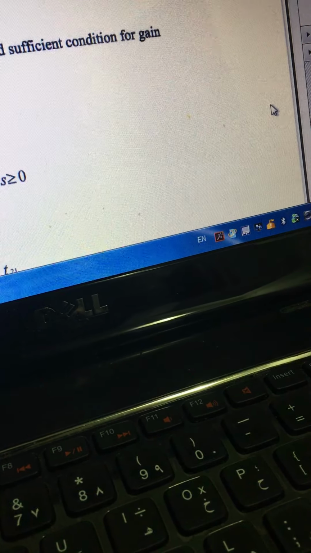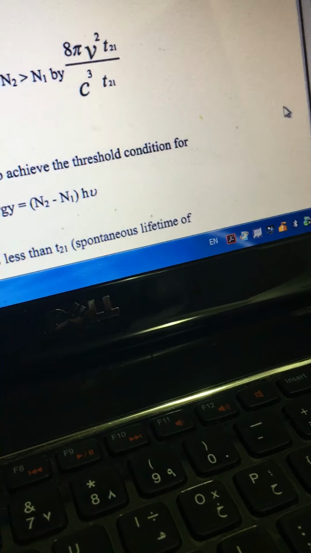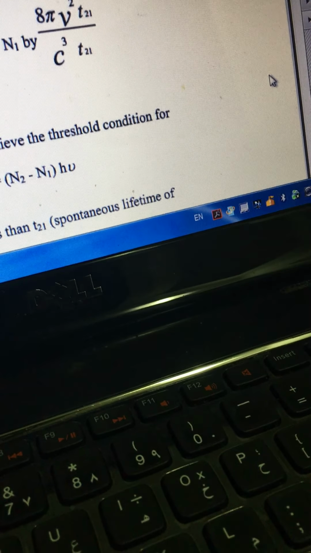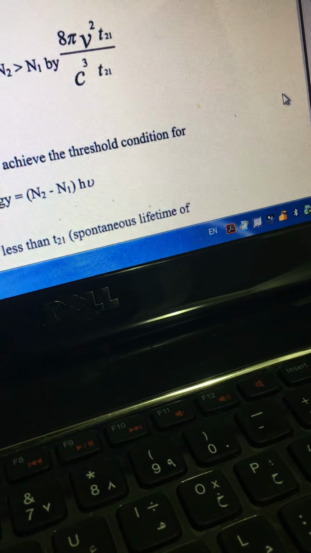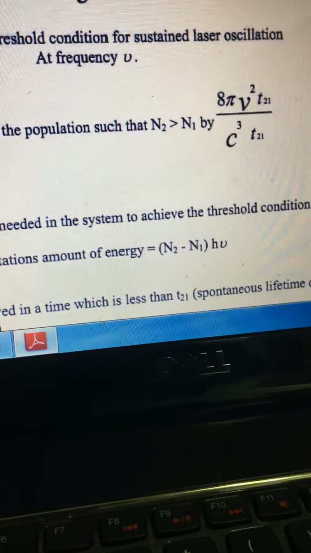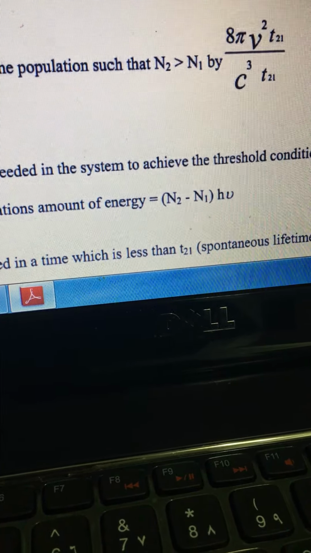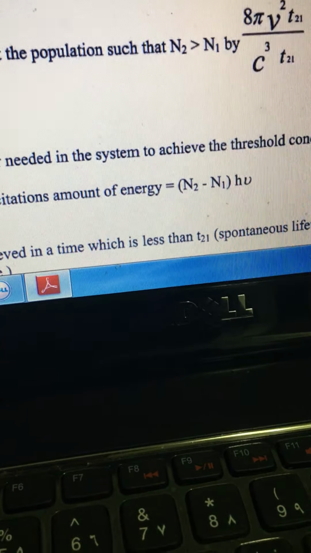We can go by this derivation to find out that we have to invert the population such that n2 is larger than n1 by 8 pi squared nu squared t sub 2 1 over c cubed.